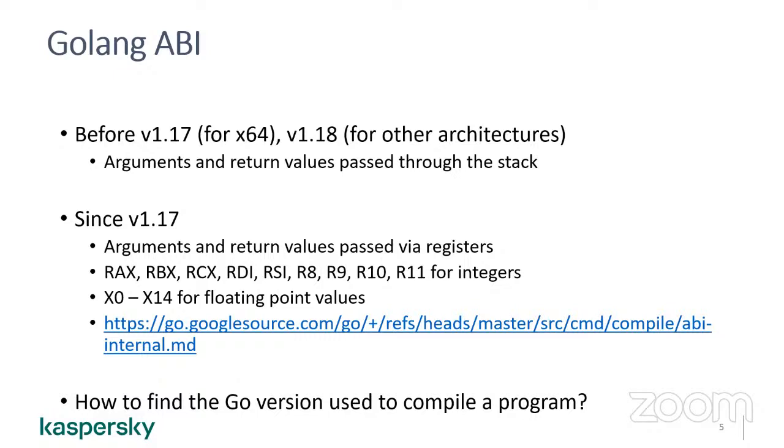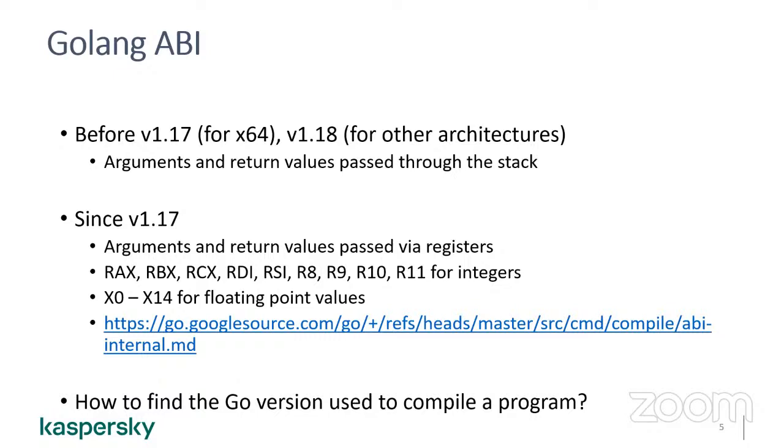The return values are actually the same. They would come back through the stack as well. But since version 1.17, the arguments are now passed via registers, in the order RAX, RDX, RCX, RDI, etc. I put the link there so you can see exactly where this is. You have all the documentation on the Go website. It's very extensive. I maybe don't recommend that you look through it, but it's kind of useful to know, right?